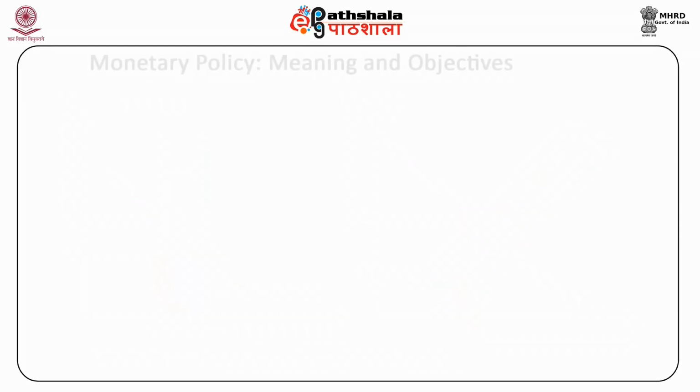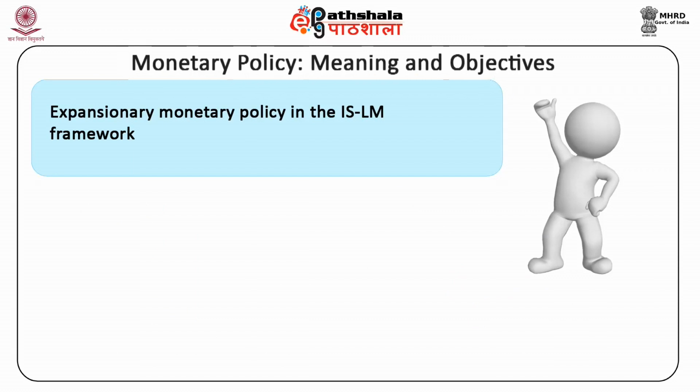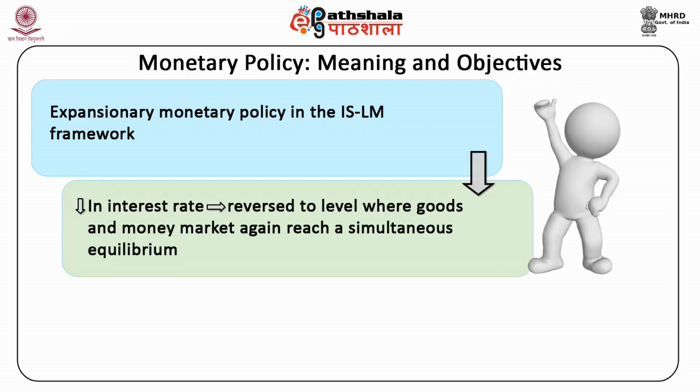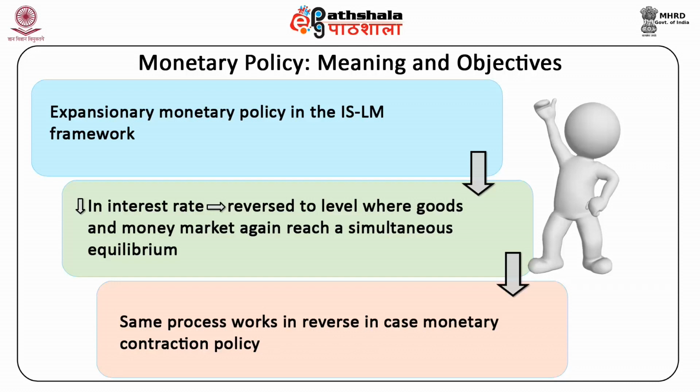Thus, the expansionary monetary policy in the ISLM framework causes a sharp fall in the interest rate, which is then reversed up to that level where the goods and money markets again reach a simultaneous equilibrium and the income level rises. The same process will work in reverse if the monetary authority adopts a monetary contraction by lowering the money supply in the economy.